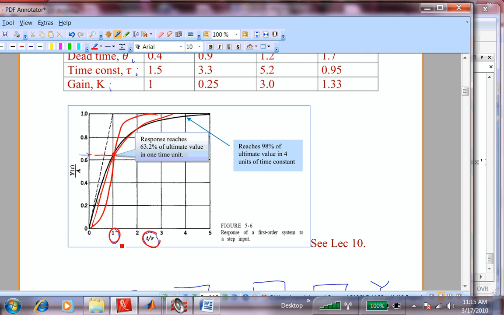Right, you need to find out what the final value of the steady state is. But if it is a unit step response, then 63% is fine. But if I give you a different step response, then you need to know what the final steady state is and take 63% of that.